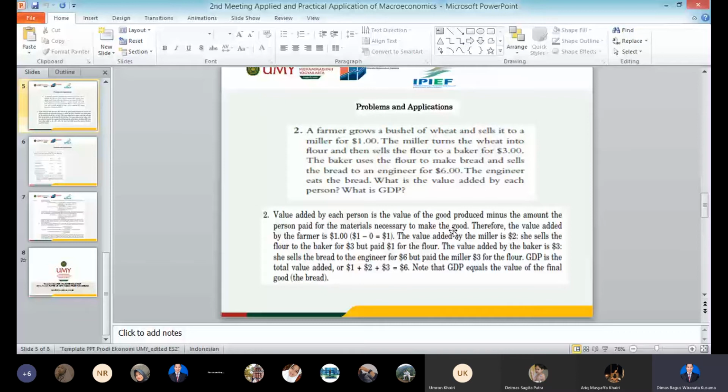Therefore, the value added by the farmer is $1, which is 1 minus 0. The value added by the miller is 2. She sells the flour to the baker for 3, but paid 1 for the flour. The value added by the baker is 3. She sells the bread to the engineer for 6, but paid the miller 3 for the flour. GDP is the total value added, 1 plus 2 plus 3 equals 6. Note that GDP equals the value of final goods. So GDP can be the final goods, namely 6, or the supply chain processes 1, 2, 3, equal to 6. Next one.